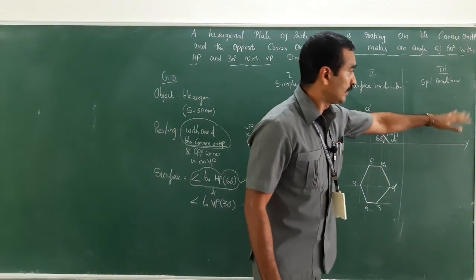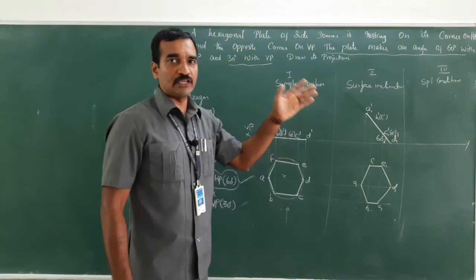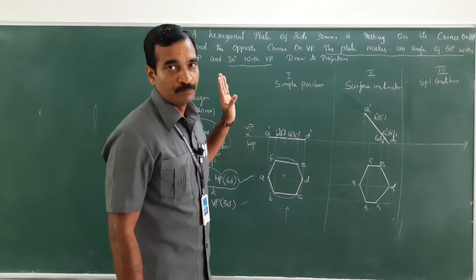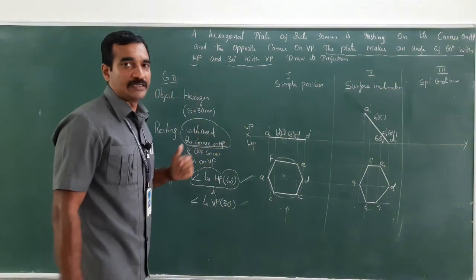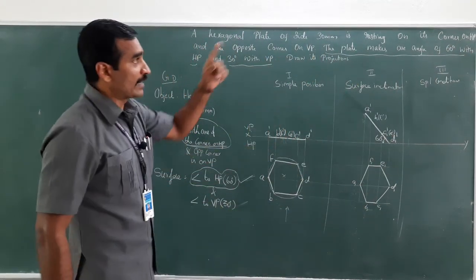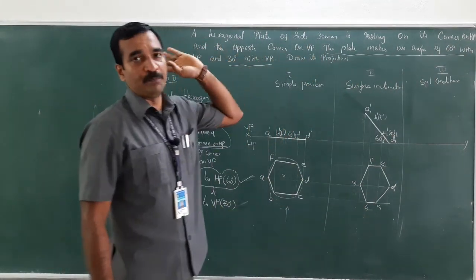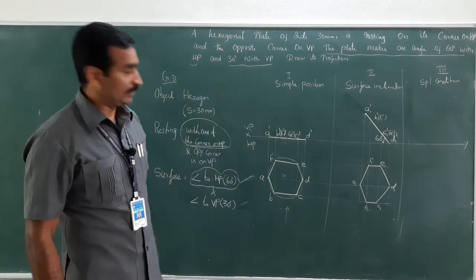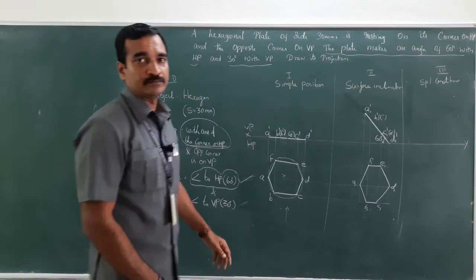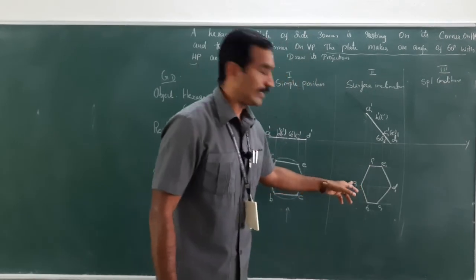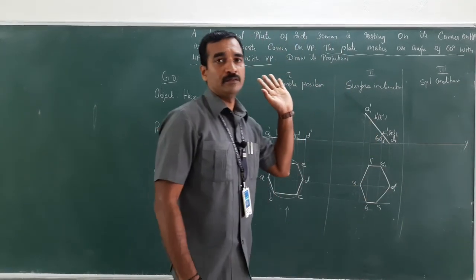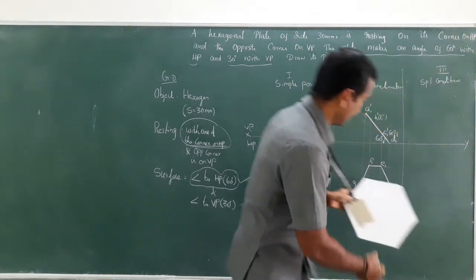Now let's move to the third stage, which belongs to edge inclination or special condition. Is there any edge inclination given? No. Instead, they have given some condition. What does it say? Resting on one of the corners on HP, the opposite corner is on VP. Now, which corner is resting here? D is resting here. The opposite corner is A. Right? A should be on VP. So now the condition is in this manner.